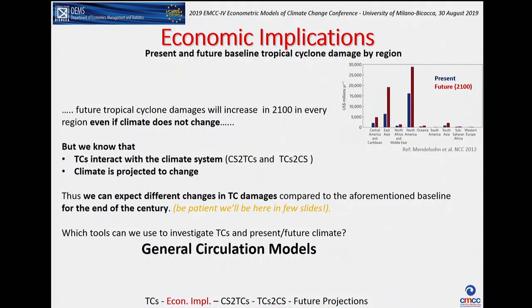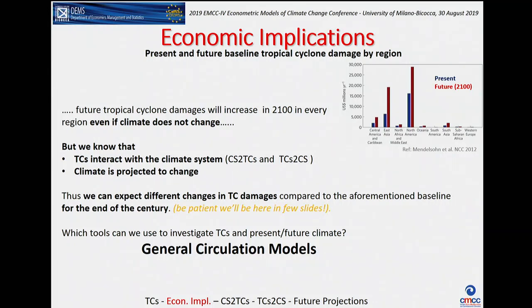So what about this plot putting together also the contribution of climate change? How can we consider the climate change effect in terms of changes in the activity of tropical cyclones? So what we can use, there are different tools, but the most useful one is the general circulation model.